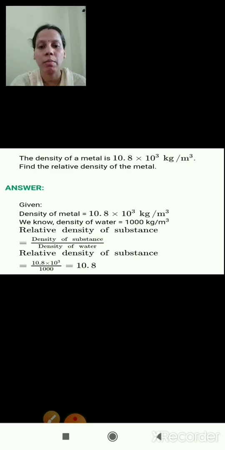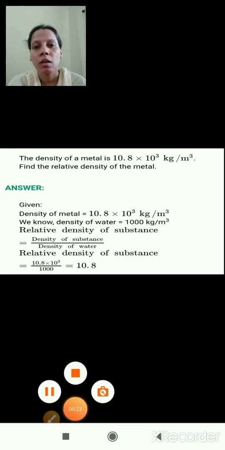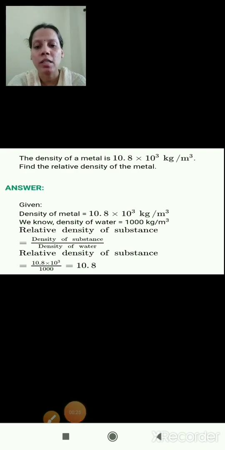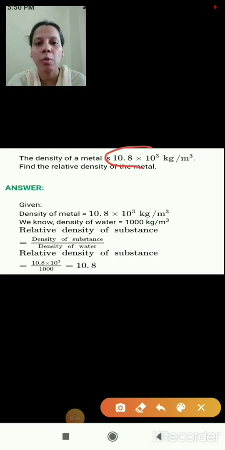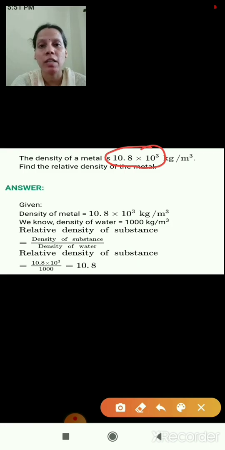So the density of metal is given, as you can see here, 10.8 multiplied by 10 raised to 3. This is the density of a metal. We have to find out relative density. What is the formula for relative density? Relative density is equal to density of substance upon density of water. Now density of metal is given. Density of water, what is the density of water? 10 raised to 3 kilogram per meter cube.